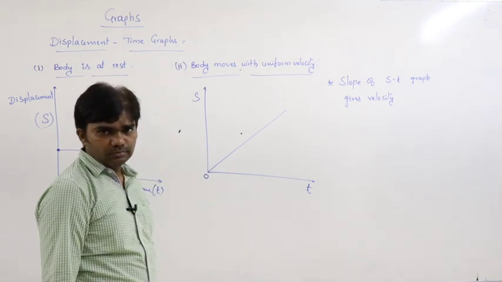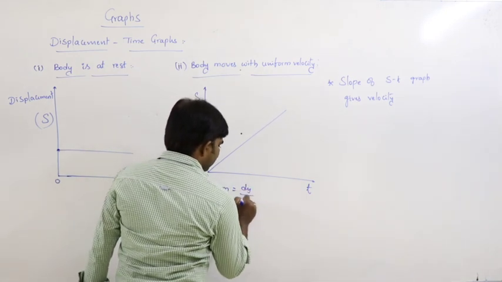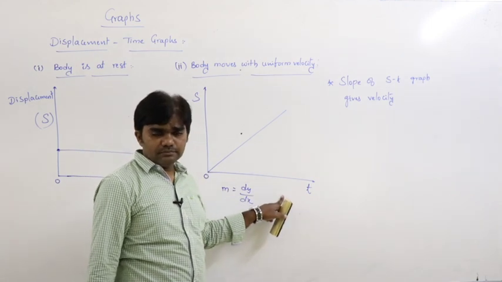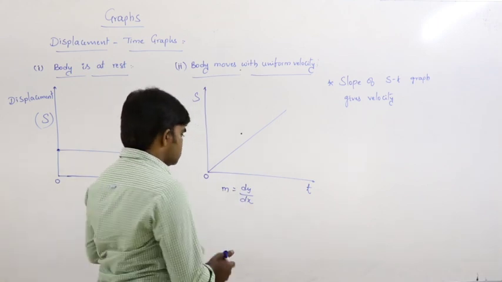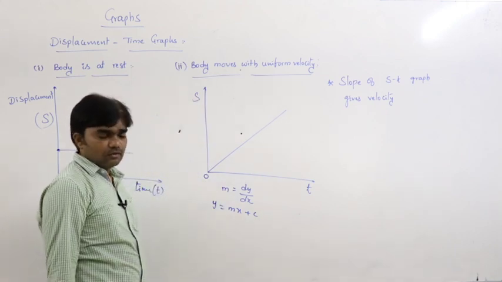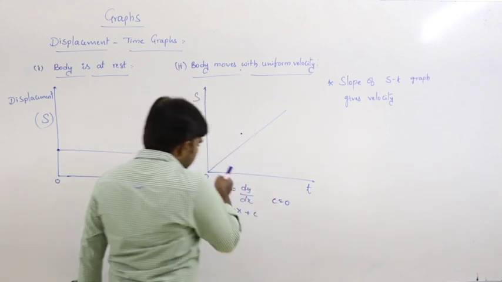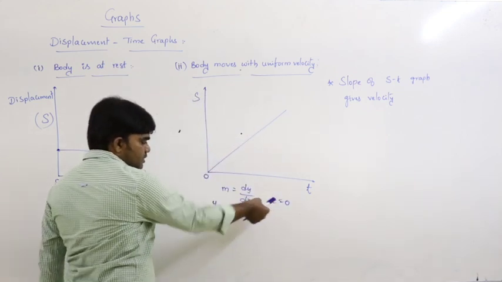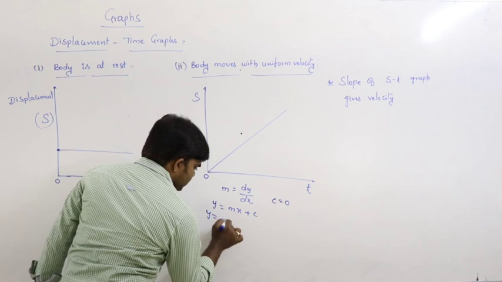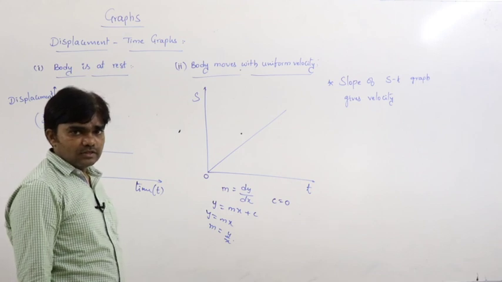What is meant by the slope? Everybody knows about that. m is equal to dy by dx, the change in y component divided by the change in x component. Generally y equals mx plus c, where m is the slope. Here c is equal to 0 because the graph is passing through the origin. What is c? The y intercept. Here there is no y intercept, that's why c is 0. y equals mx, m equals y by x.